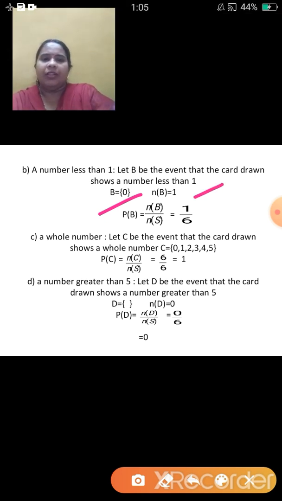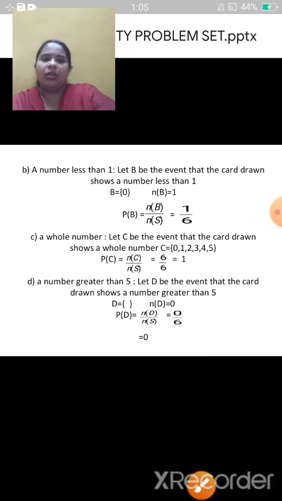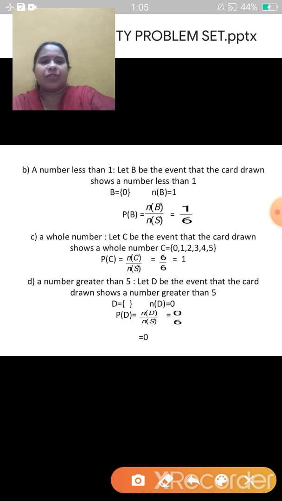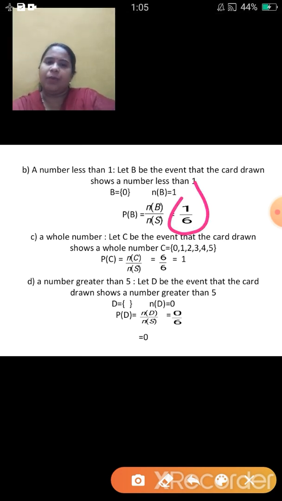Okay, then we need to find the probability also. P of B will be what? n of B upon n of S, and as there is only one element, it will be 1 upon 6. As the sample space had 6 elements, it will be 1 upon 6.